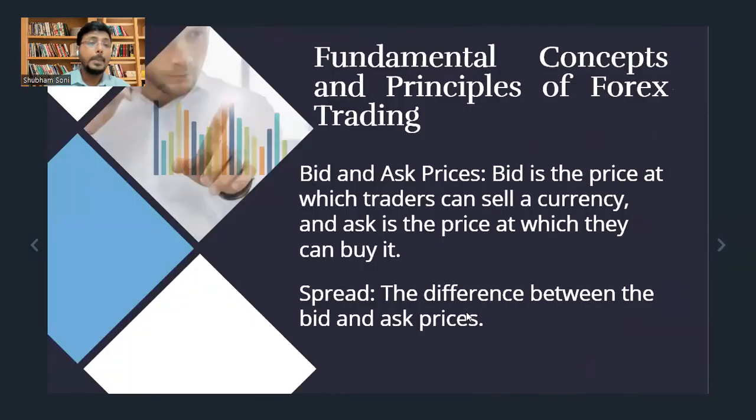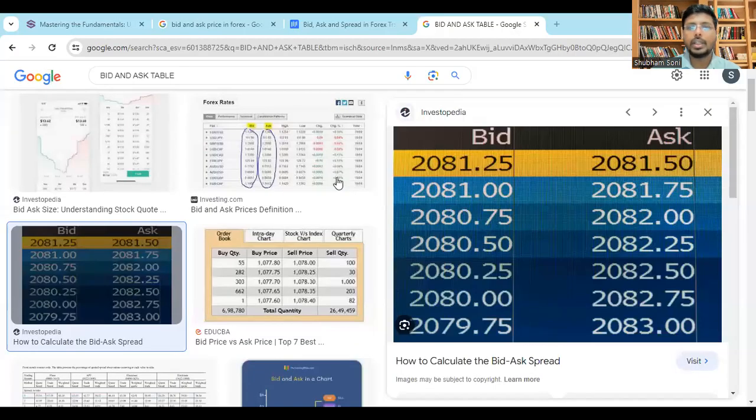Now let's talk about bid and ask price. So let me show you one small image to make you understand how bid and ask price works. So bid is the price which buyers are willing to bid, and it is a price where sellers are willing to sell at that rate. Let me just show you. I was just opening this, and I hope you can see this image here.